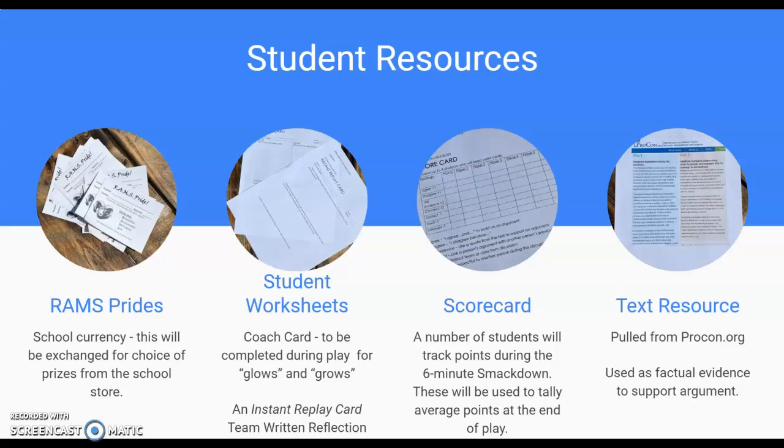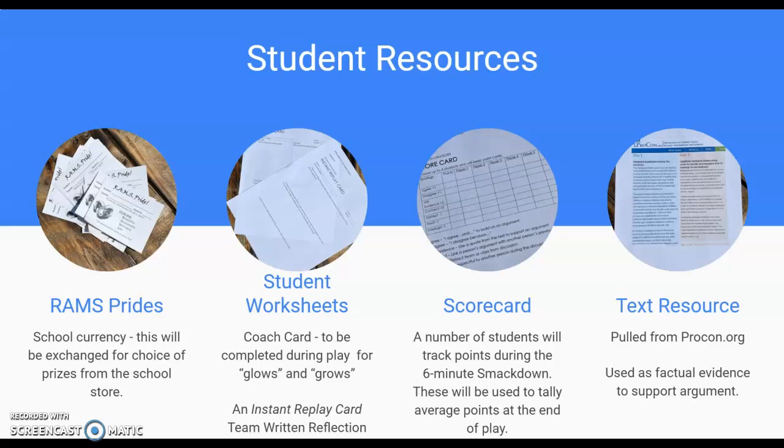One is a coach card, which is completed during play for the glows, the things that they think that their teammates are doing well, or grows, what they could have done better, or even questions that popped into their head as they're listening. So this is going to be for the students who are not talking. And there's also an instant replay card that is for team written reflection, and I'll describe these a little bit more detailed in just a moment.